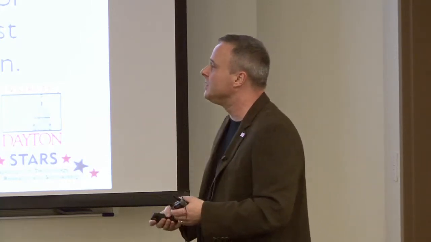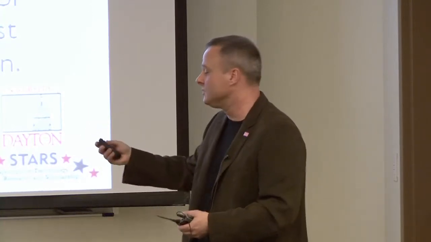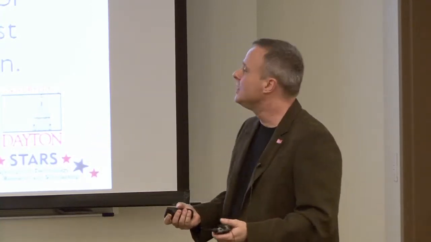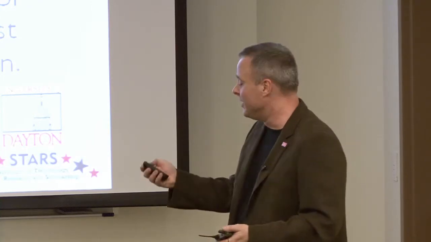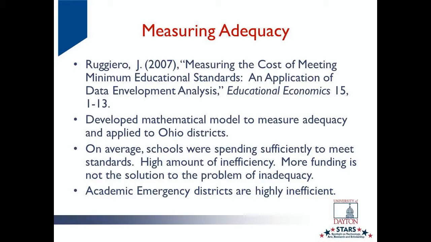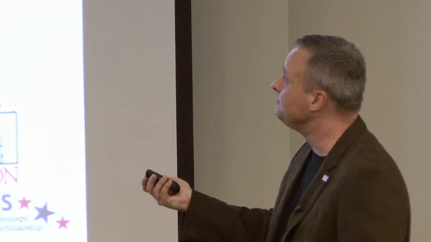But a lot of the inefficiency is what people were talking about when they said how unfair things are. It's actually just inefficiency. And if we could find ways to improve the schools, then we wouldn't have to spend all the money. And it also led to a later paper where I extended the DEA approach, the methodology, to measure adequacy. So I came up with a mathematical model to measure adequacy, controlling for all the other factors, the inefficiency and the cost, et cetera. What I found here is that academic emergency districts are highly inefficient. Not all of them, but on average, they were. And there's a high amount of inefficiency in the data there.